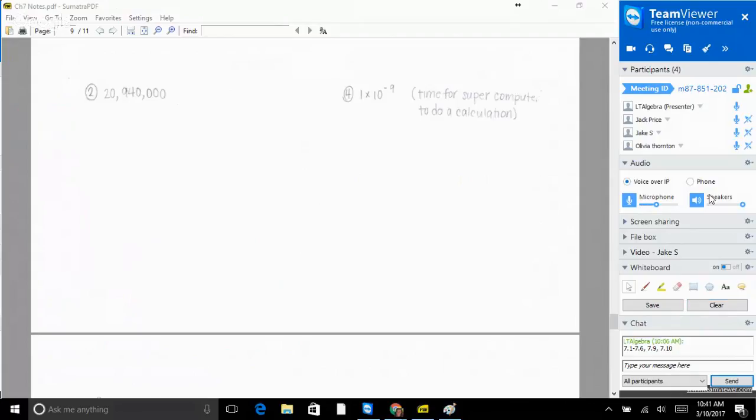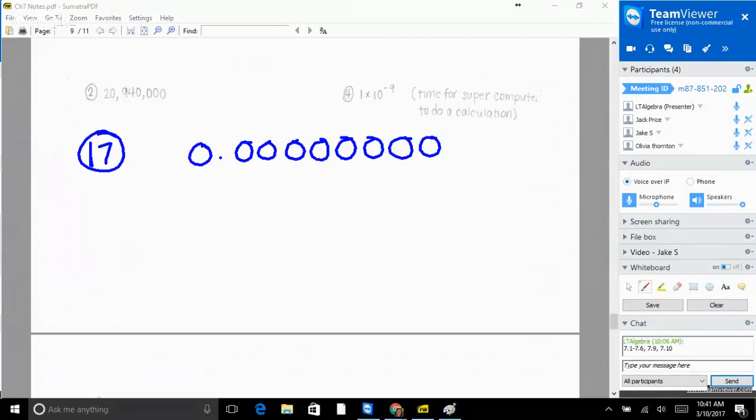So I'm going to write number 17 on here, and I'm going to try to write it with the right number of zeros, and I want you guys to try it. Okay. This is 17 from your book. All right, so I'm going to give you guys a second to try to write that in scientific notation. And I'm going to grab a drink real fast, so I'll be right back.